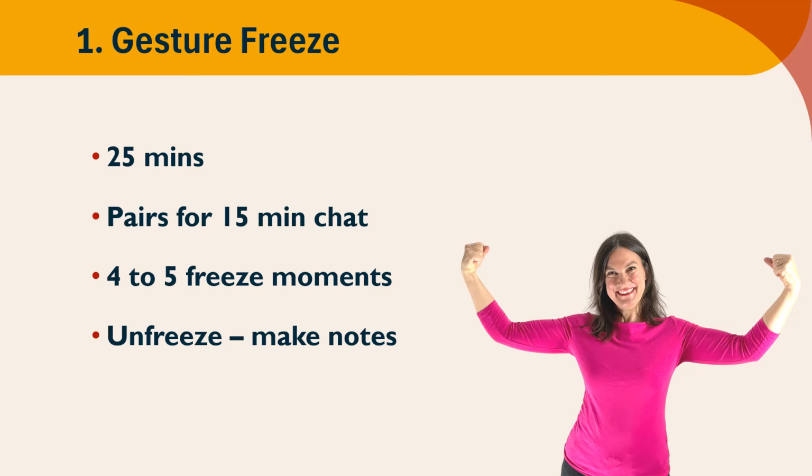They can do this activity standing up or sitting down. But when you say freeze, they're going to make these observations, and then when you say unfreeze, they're going to make notes and write down what they saw. This is going to happen 4 or 5 times during this 15 minutes. At the end of the 15 minute chat, you can allow 5-10 minutes for a class discussion. What did they notice? What observations overall did they make about the gestures, body language and facial expressions?